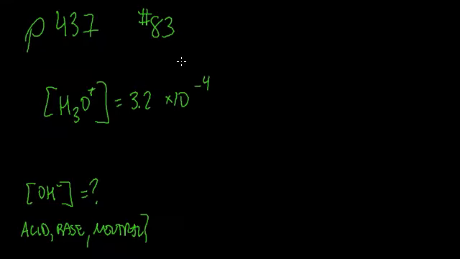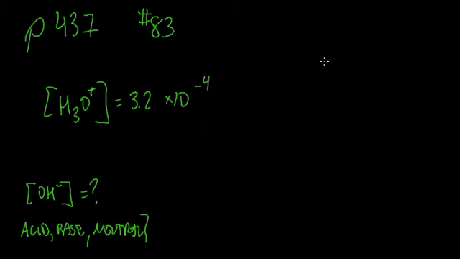In this video, we're going to talk about pH calculations and some of the other acid-base calculations, Kw, things you're going to see. So we're going to look at number 83 on page 437, and it reads, what is the pH of apple juice that has a hydronium ion concentration of 3.2 times 10 to the minus 4 molar? Calculate the OH, the hydroxide concentration, and is the apple juice acidic, basic, or neutral?